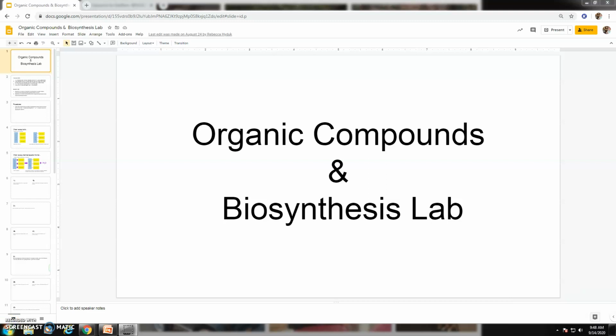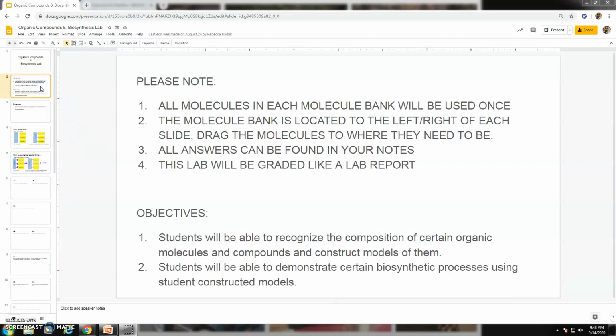When you open the assignment on slides, this is what you're going to see through Google Classroom. Go to Classwork, open up the lab. You're going to get a slide document that looks like this, and here are your directions. Please note all molecules in each molecule bank will be used once. The molecule bank is located to the left or right of each slide. Drag the molecules to where they need to be. Three, all answers can be found in your notes, so you will need your note packet to complete this lab.